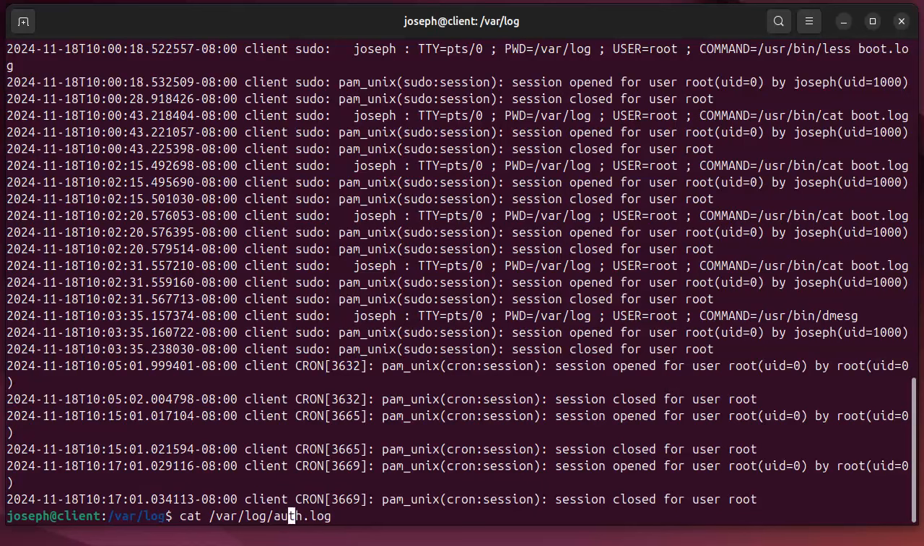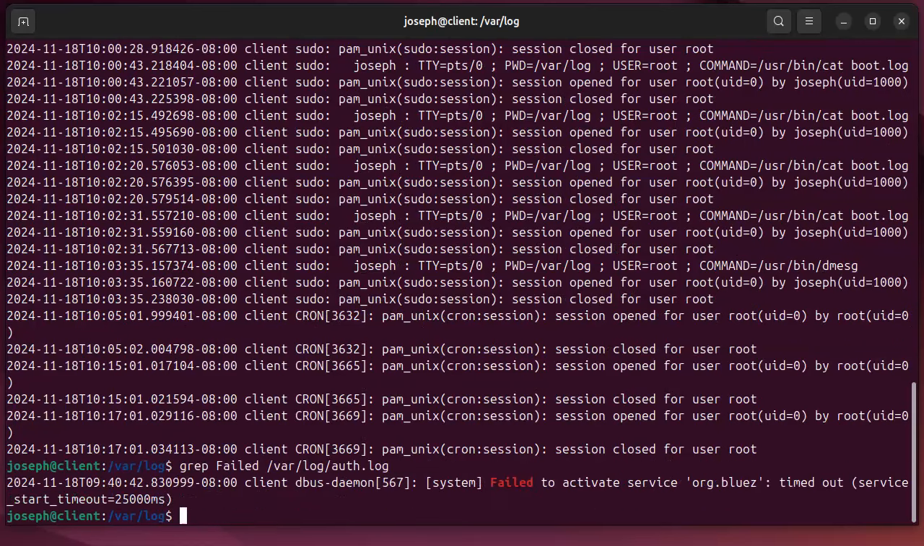And if you try doing the same thing right here on this secure machine, grep failed, you'll find that there's no failed password thing. It's just failed to activate some service because it had a timeout. No failed password logins on a protected internal virtual machine. But there you go. That's how you can detect brute force attacking.